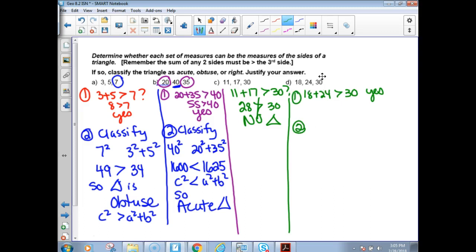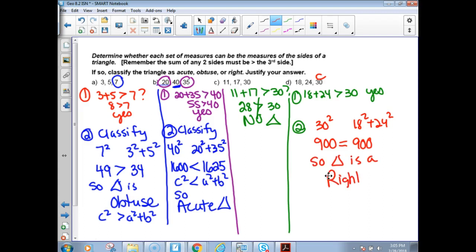Now you take the biggest number, which is going to be like your C value, and you take 30 squared. And then you check how 18 squared plus 24 squared compares. You type on your calculator 30 squared. If you don't know, that's 900. You type on your calculator 18 squared plus 24 squared, and you find out you get 900. If they are equal, then the triangle is a right triangle.